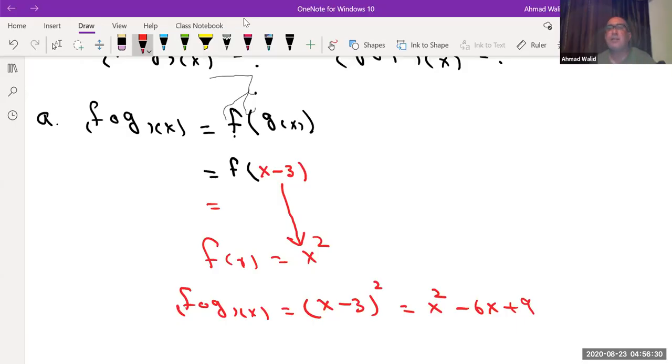This is how easy it is. You plug one function in the variable of the other function. We call this process composition of functions. Correct?